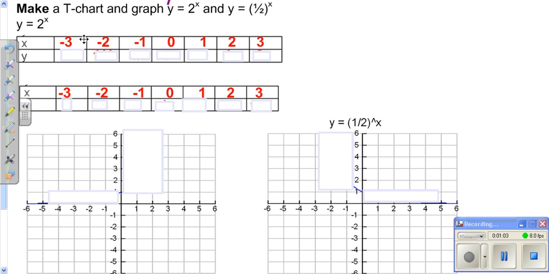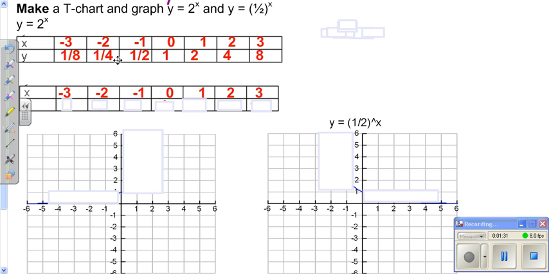So let's make a t-chart for y equals 2 to the x. Plugging in 0, you know anything to the 0 is 1. Plug in 1, 2 to the first. Plug in 2, 2 squared. Plug in 3, 2 cubed. A negative exponent means, remember, you've got to take the reciprocal, so it's 1 over 2 to the first. Here it would be 1 over 2 squared. Here it would be 1 over 2 cubed.